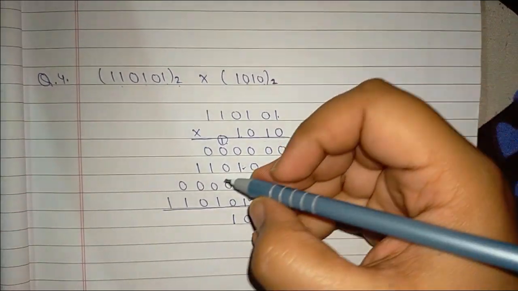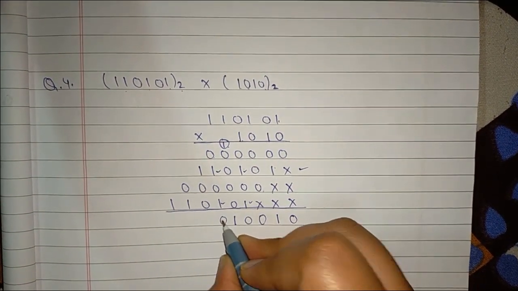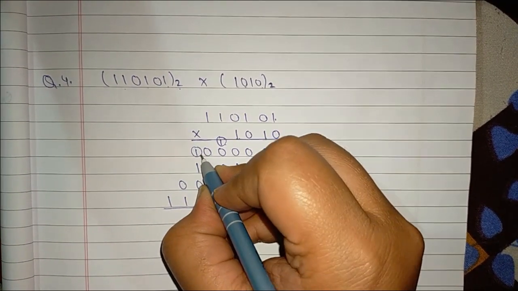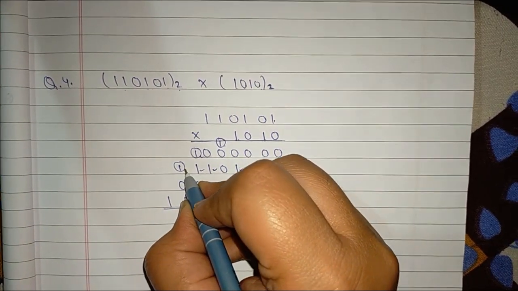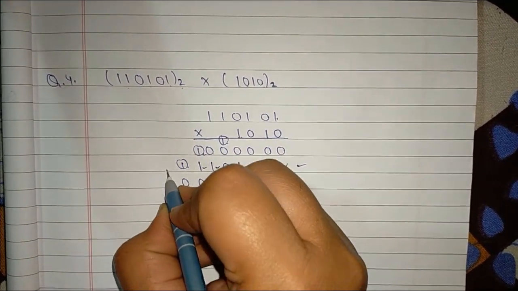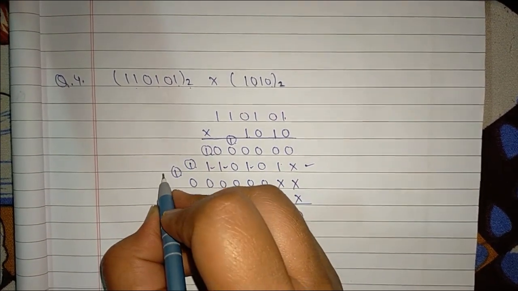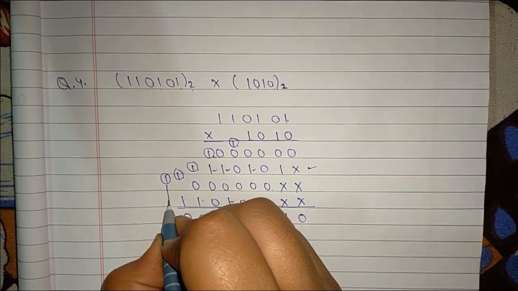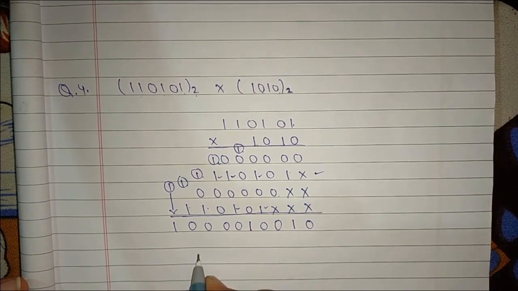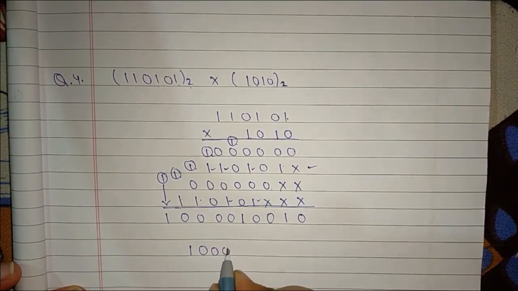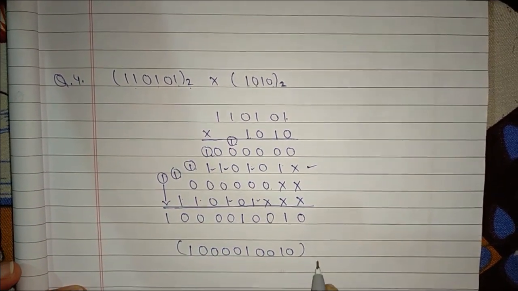Then we have 0 1 0 1 again. So we can ignore these zeros and we have to add these two ones. Your result will be 0 and a carry of 1 will be generated. Now you have to add this carry with this one. Your result will be 0 and a carry of 1 again will be generated. Now you have to add this carry with this one. Your result will be 0 and a carry of 1 will be generated. Now you have to add this 1 and your result will be 0 again and a carry of 1 will be generated. And then you have to note down this carry over this side. So now our last and the final answer is 1 0 0 0 0 1 0 0 1 0 with a base of 2. That's it.